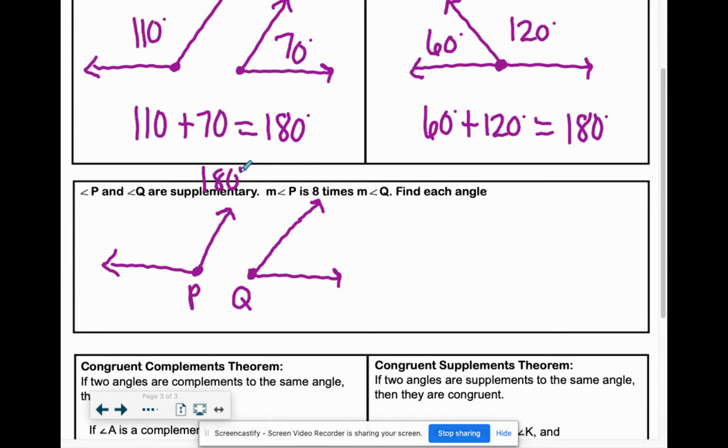And then they tell us the measure of angle P is 8 times the measure of angle Q. Well, do we know what the measure of angle Q is? So what do we call it in math if we don't know what something is? Yes. So I can put an x in here. And then how do I show 8 times that amount? Yeah, so this would be 8x. So 8x plus x equals 180. Bingo.